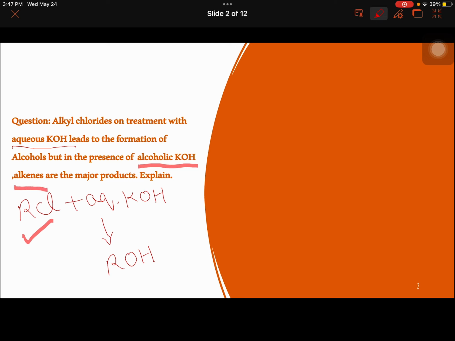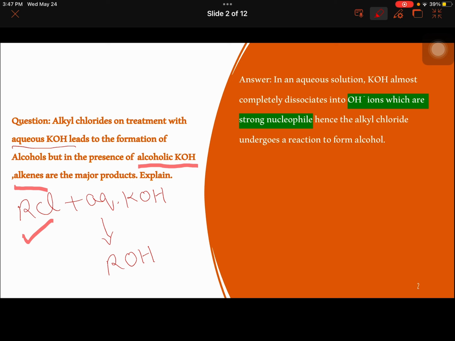The reason for this question is that in an aqueous solution, KOH almost completely dissociates to give you OH ions, which are strong nucleophiles, as you can see here. I have highlighted the keywords, the most important words which must be in your answer. So OH ions, being very strong nucleophiles, undergo a nucleophilic substitution reaction: in place of Cl, OH comes, and you get the alcohol as a product.